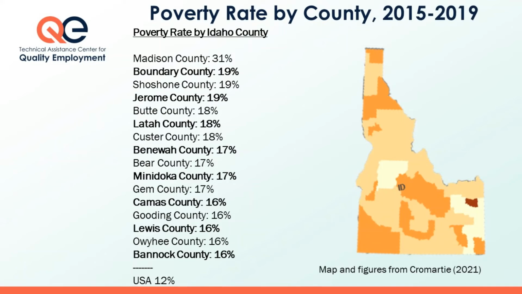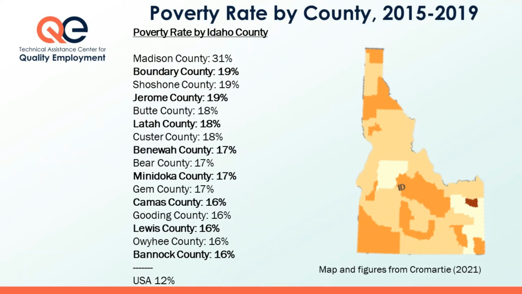This slide shows poverty rates in Idaho by county. Again, the deeper the orange, the deeper the poverty. We can see Madison County, which we have already mentioned, there in bright red, with a very high poverty rate at 31%. 1 in 3 residents in Madison County are classified as impoverished by the United States Census. I know I've said that again, but I wanted to restate it.